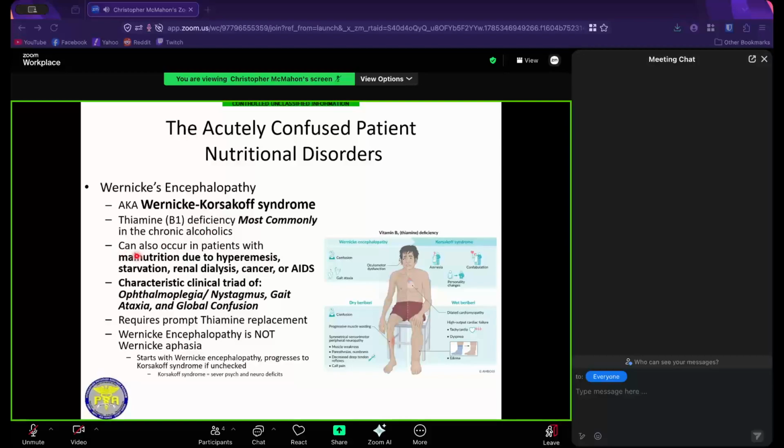But it can also occur in malnutrition due to hyperemesis, people that are throwing up a lot, starvation, renal dialysis, cancer patients, critically ill patients, making sure we're checking these vitamins.